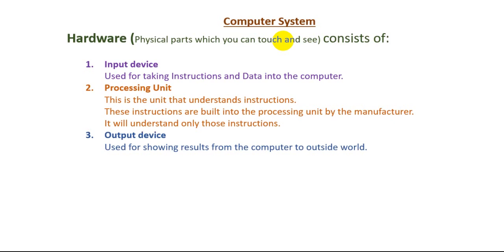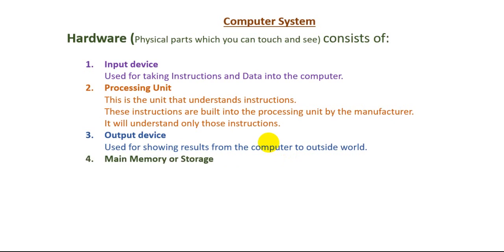Then we have the output device. Like the input device takes in instructions and data, the processing unit will do those instructions, and whatever is executed or processed by the processing unit, the results have to be shown somewhere, right? So that is the part which is the output device. Output device is used for showing results from the computer to the outside world. It can be anything: screen, again printer, I don't know, maybe other things as well. As we go on, I think it will become more understandable.